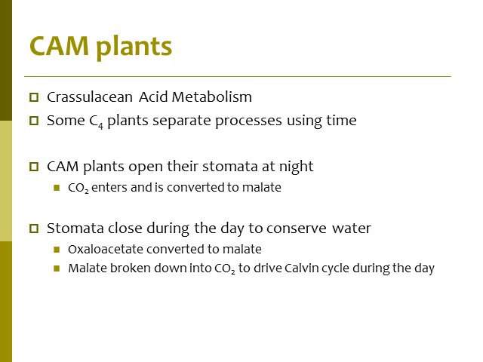And then during the day, when it gets hot and dry, the stomata close, so they conserve water. The malate is broken down, it releases that carbon dioxide, and then the carbon dioxide can enter the Calvin cycle by attaching to the RuBP. So our C4 plants separate it in 2 different types of cells, so they separate it by space. CAM plants separate it based on time of day, a temporal separation of capturing our CO2 and then bringing it into the Calvin cycle.